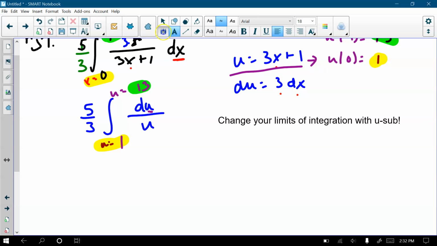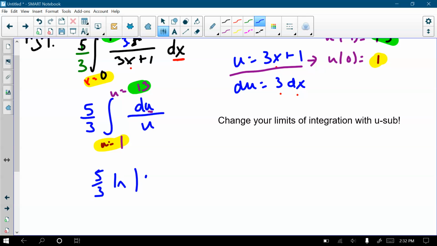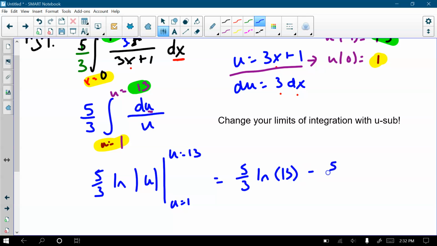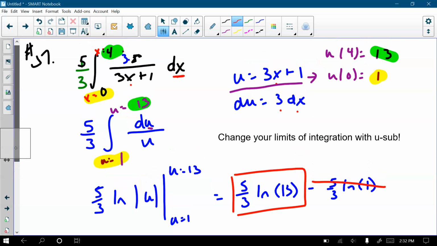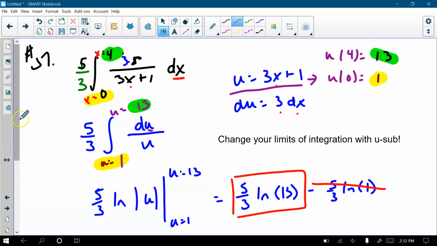Okay, to continue on, the antiderivative of 5 times 1 over u is going to be 5/3 ln absolute value of u evaluated from u equals 1 to u equals 13. Notice we don't need an absolute value because our limits of integration are positive, so we get 5/3 ln of 13 minus 5/3 ln of 1, and ln of 1 is 0, so that's out, and we get our answer here. That's the exact area between 0 and 4 and the function and the x-axis.